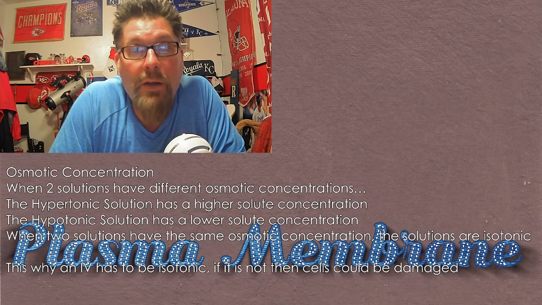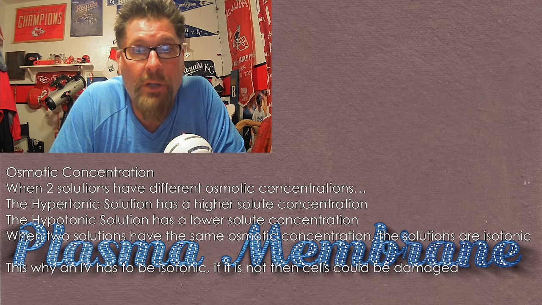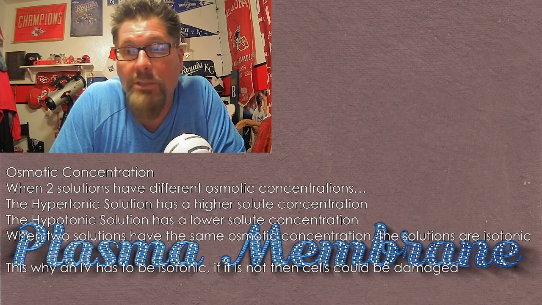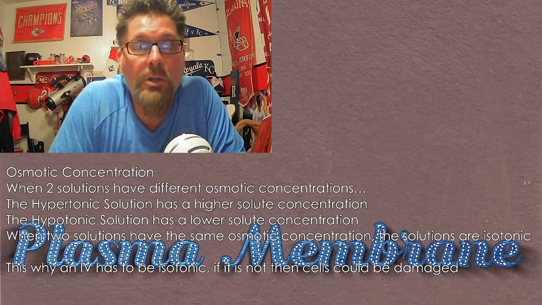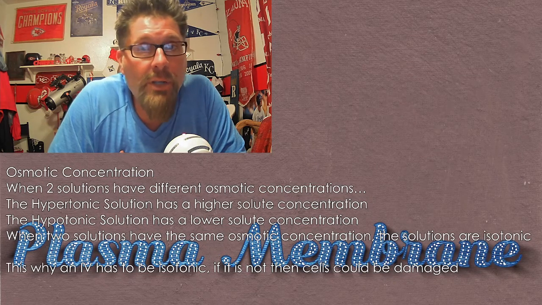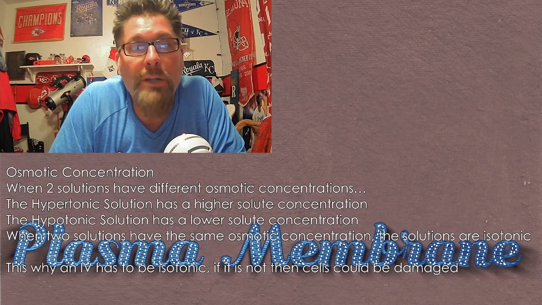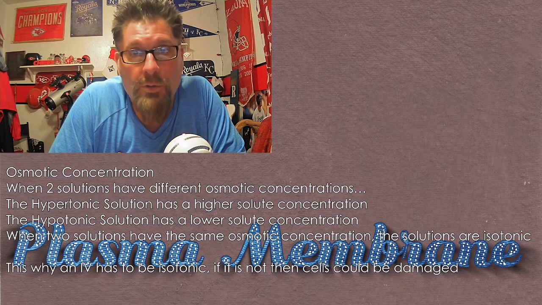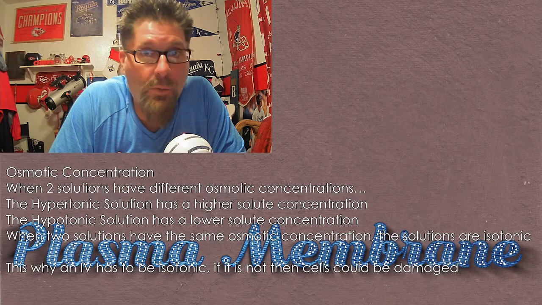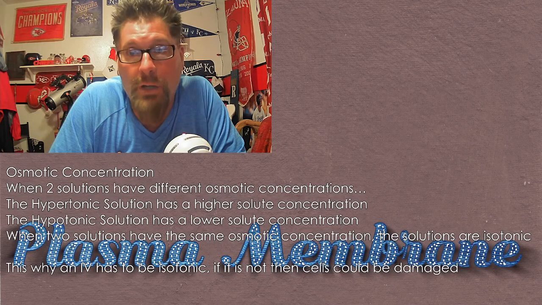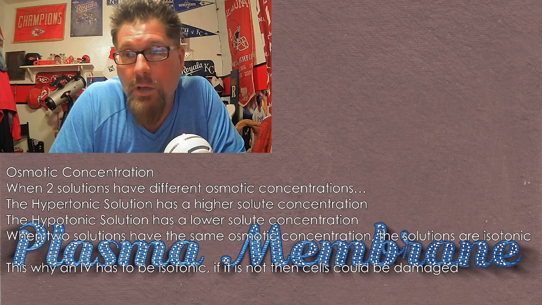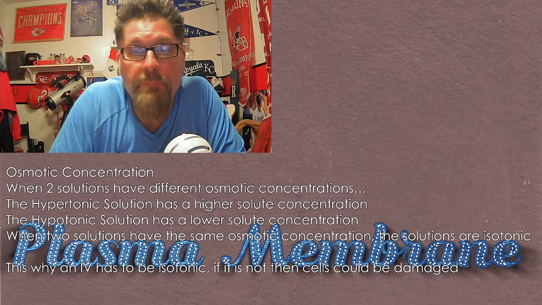Okay. Now the third one is the one that our cells have to be in or need to be in, and that's isotonic. The definition doesn't mean no movement, and that's not accurate. What it means is equal movement. The amount that's coming out needs to also come in, so it's balanced at all times.